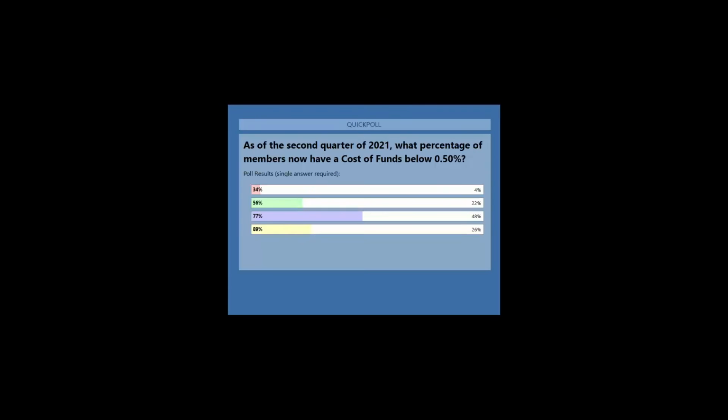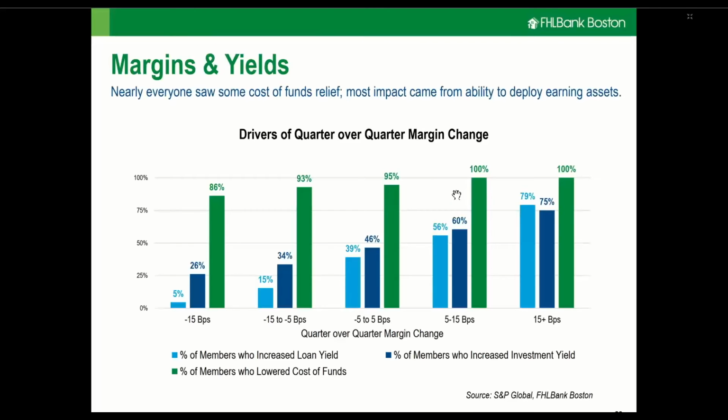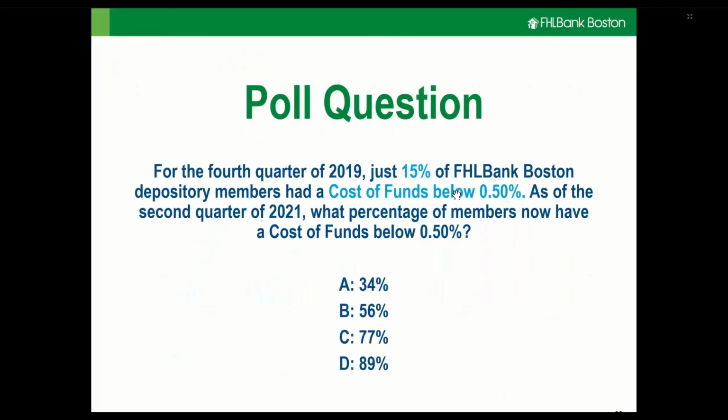So 48% of people said 77%, and congratulations, that is correct. So pretty incredible to think that in just a span of a couple quarters, a very small amount of members went from being able to have cost of funds that low to nearly the majority at over 3 quarters.